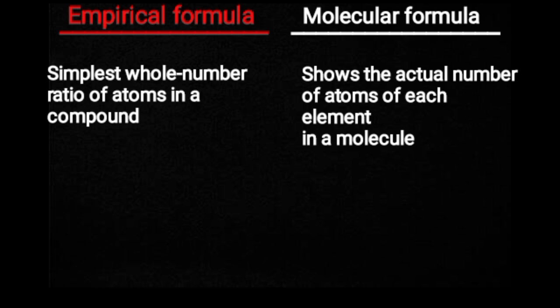So let's say for instance we have glucose, that is C6H12O6. So you agree with me that there are 6 atoms of carbon in this compound. Then we have 12 atoms of hydrogen and 6 atoms of oxygen in this compound. So those are the actual number of atoms of each element in this particular compound, which is glucose. So that is the molecular formula of glucose.